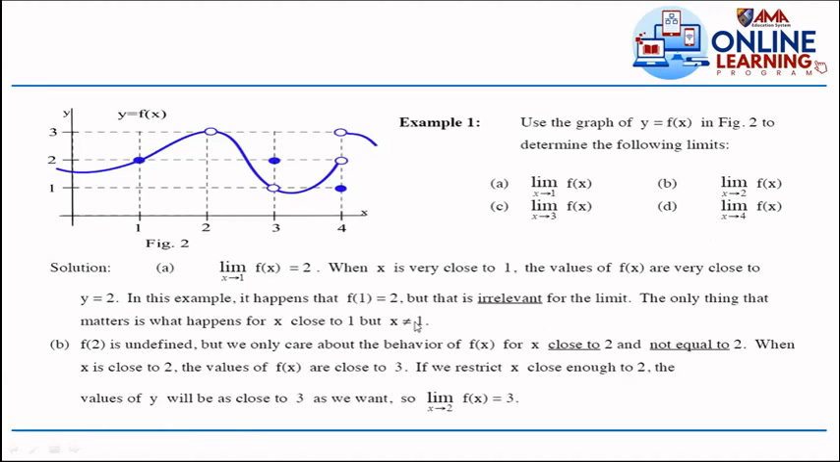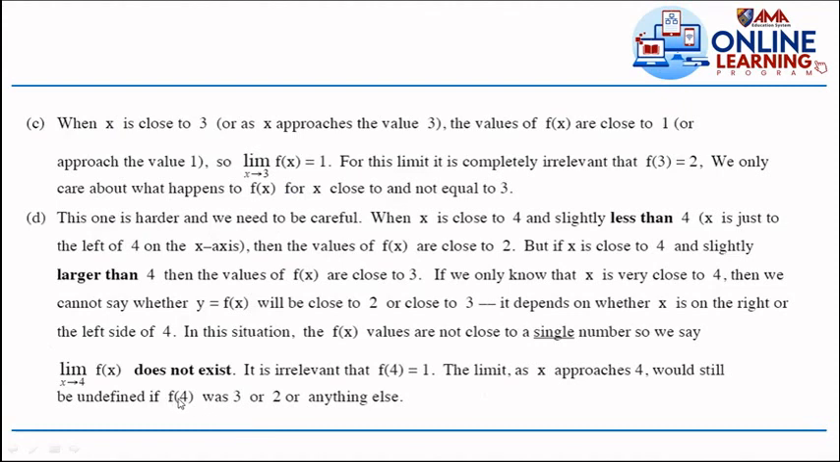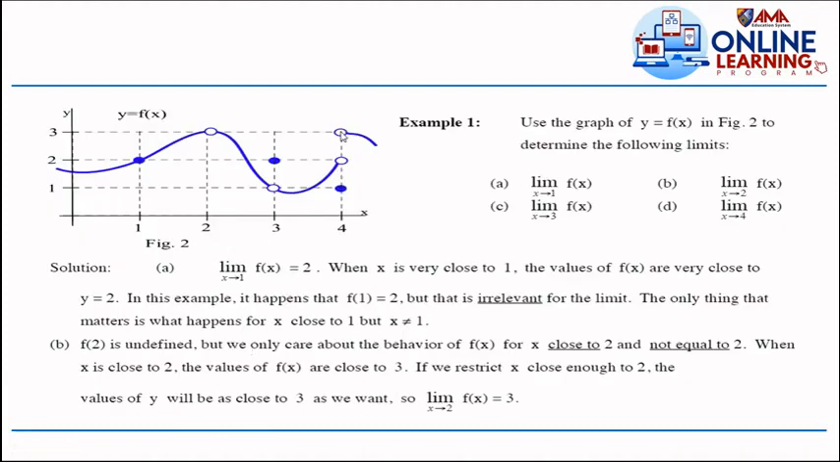Kaya sabi dito, if the function of 4 was 3 or 2 or anything else, 3 or 2. So, pwedeng itong 3, dahil tumama siya dito, pwede siya dito sa 2, no? Kasi tumama rin siya sa isang function. Pero ang sabi dito, these two limits are undefined. Ang tawag po dito is undefined.